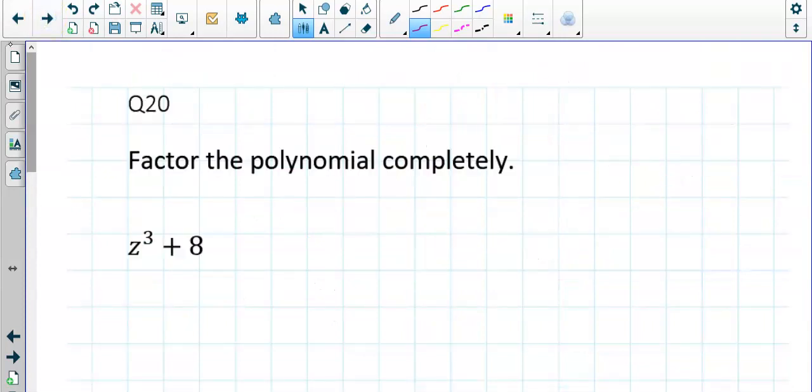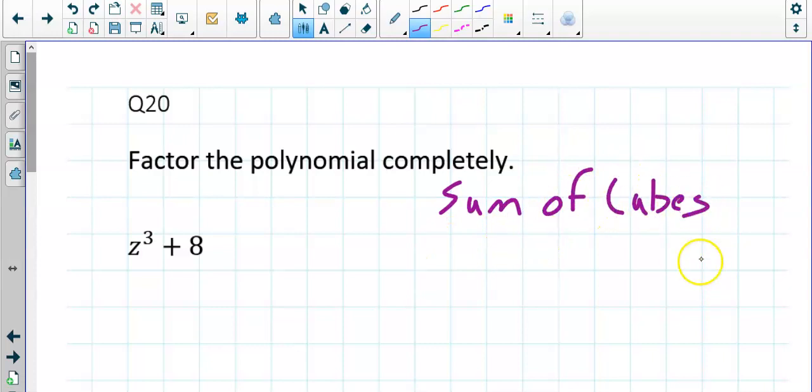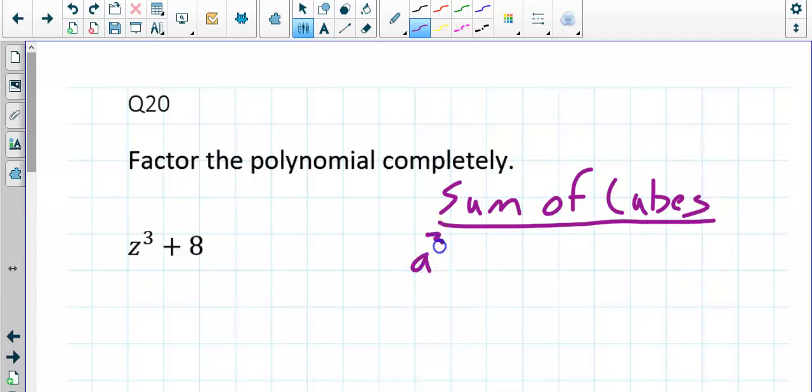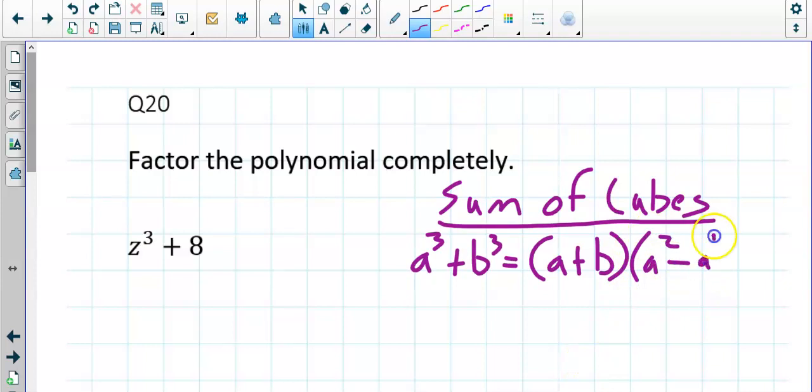So again, like I said, we have a difference of cubes, and then the other one we have is a sum of cubes. That's what this guy is. And again, it has its own formula, and it's very, very similar to a difference of cubes. The only difference is where we're going to put the plus and the minus sign. So a sum of cubes looks like this, a cubed plus b cubed, and it factors out like this. A plus b, in parentheses, then it's a squared minus ab plus b squared.